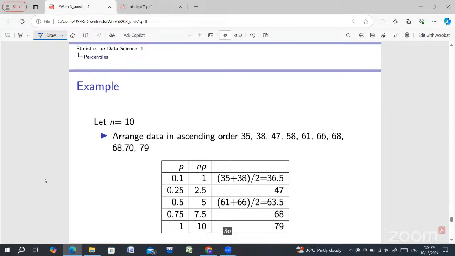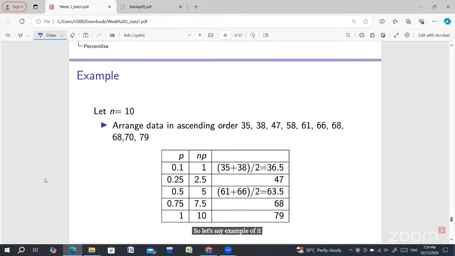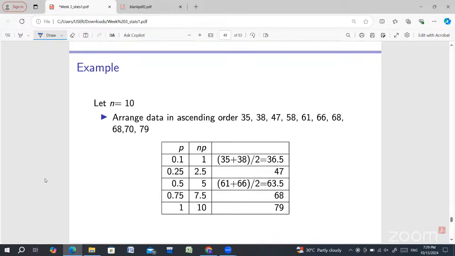So let's see an example of it. Here you have 10 data points, so the value of n is 10, and these are the different values of p. 0.1 indicates the 10th percentile, 0.25 means the 25th percentile, this is the 50th percentile, this is the 75th percentile, and this is the 100th percentile.